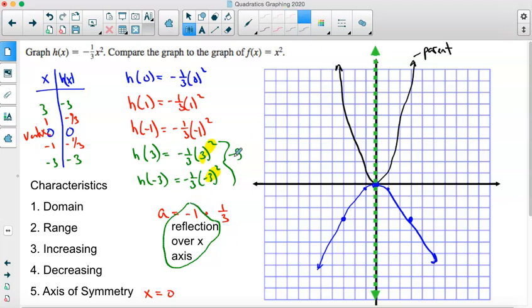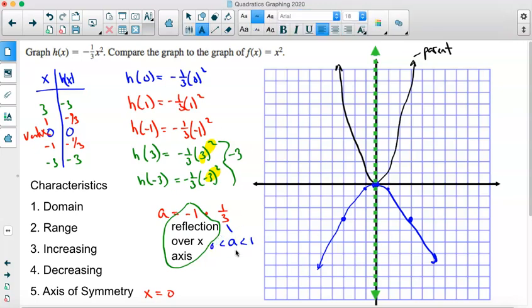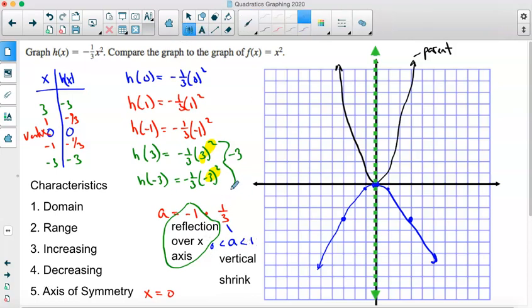Okay, and then we have the 1/3, which falls in the category of a being between 0 and 1, and that's going to give us a vertical shrink. Right? So we have a vertical shrink, and we have a reflection over the x-axis. Alright, so those are the transformations of the graph.